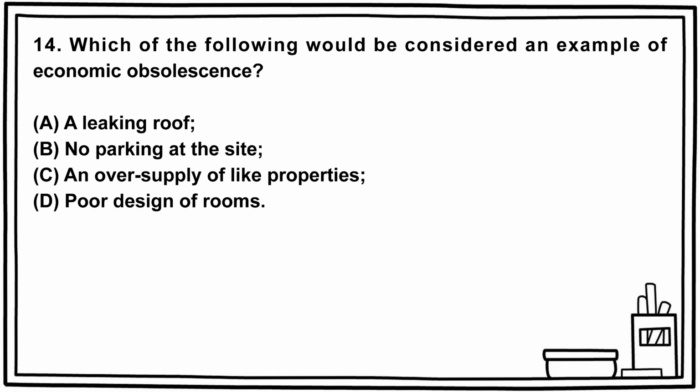14. Which of the following would be considered an example of economic obsolescence? A. A leaking roof. B. No parking at the site. C. An oversupply of like properties. D. Poor design of rooms.